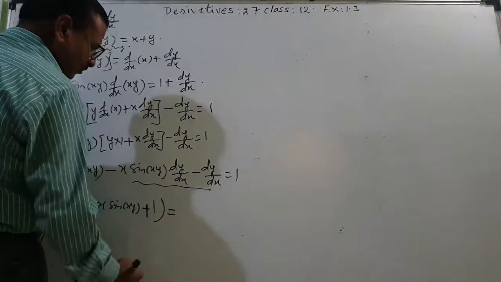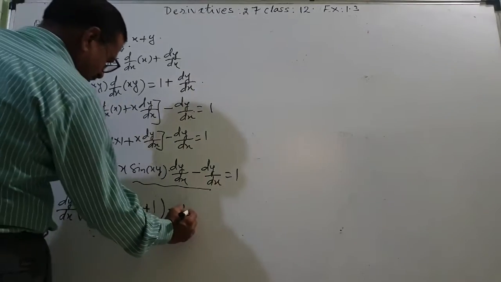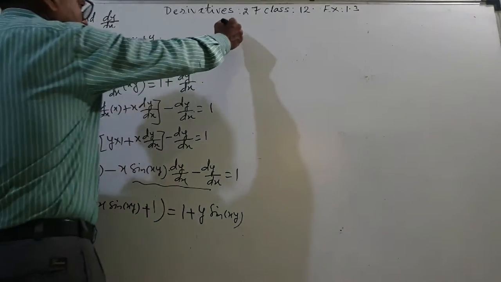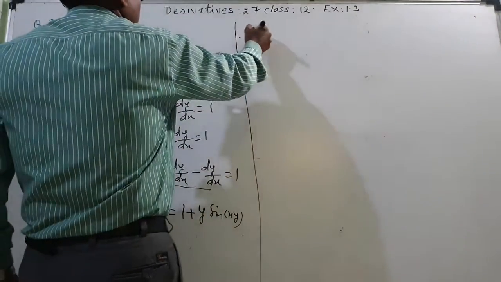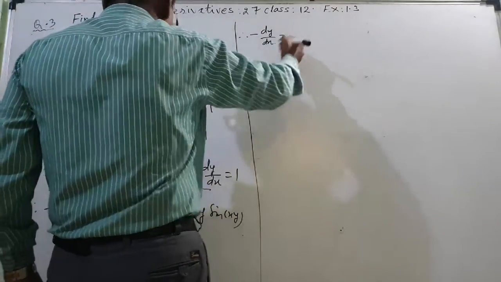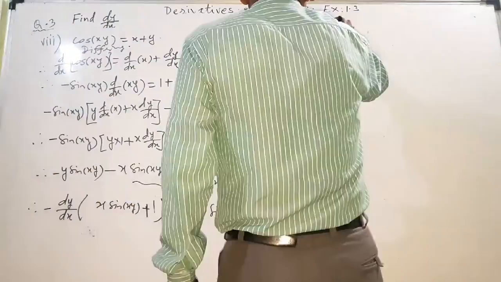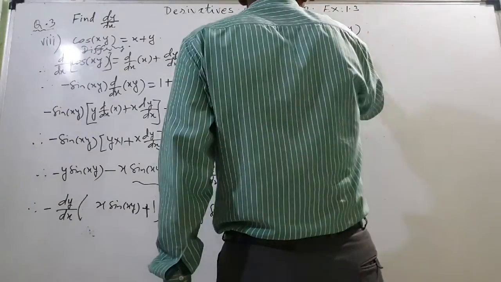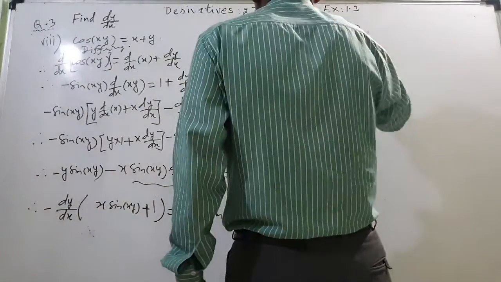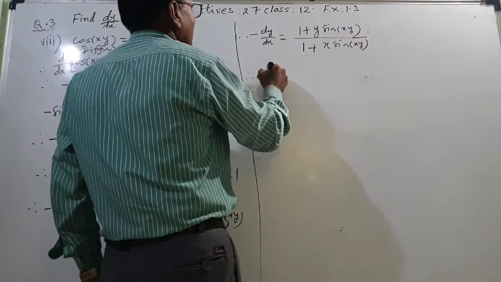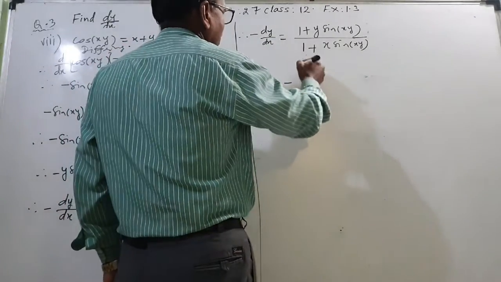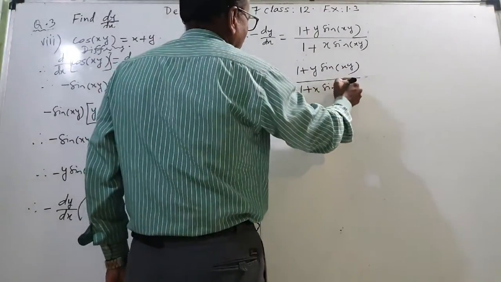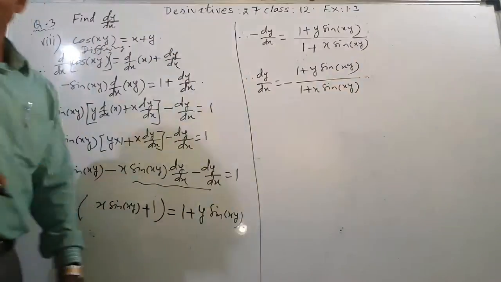That is equal to 1. Now this part I am shifting there, plus y into sine of xy. Therefore, minus dy by dx is equal to 1 plus y sine xy, upon 1 plus x sine of xy. This is minus, so I will change the signs. Therefore, dy by dx is equal to 1 plus y sine of xy upon 1 plus x sine of xy. So, this will be your final answer for this question.